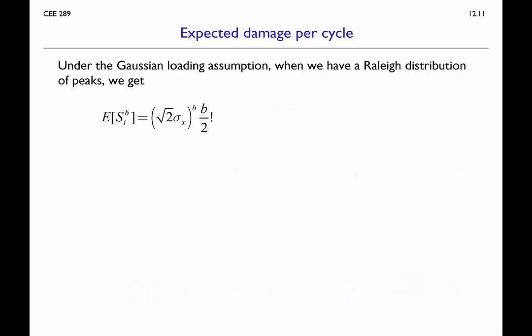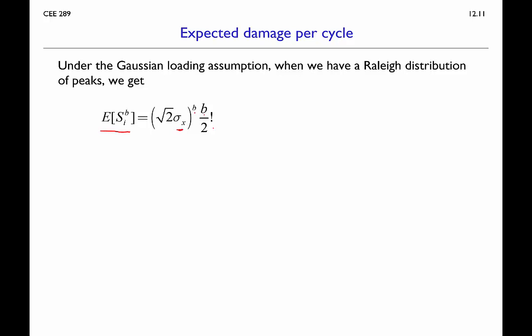So when we've got that situation from the previous slide, the expected value of S_i to the B is going to be related to the standard deviation of X, and it's going to be related to that exponent B, both the exponent on this sigma X term, and then we've got a B over 2 factorial as well.